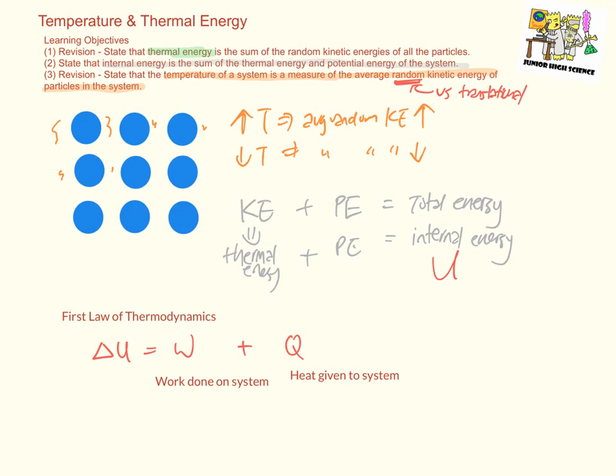And the optional point about the first law of thermodynamics: note how to change the internal energy. Basically, there are two ways of doing so. One is through work done on the system. The other one is through heat given to the system.